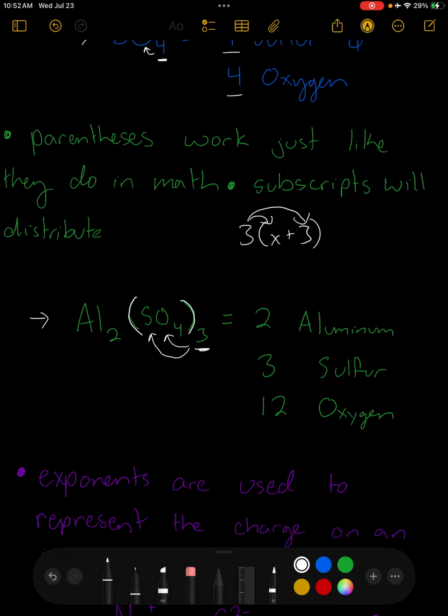This one, we're going to distribute to, again, both the oxygen and the sulfur. So within this compound, we see that there's 2 aluminums, and that 3 gets multiplied to the sulfur. So in fact, there are 3 sulfurs in that compound, and we're going to multiply the subscripts together for that distribution. So 4 times 3 gives us 12 oxygens total within that compound.